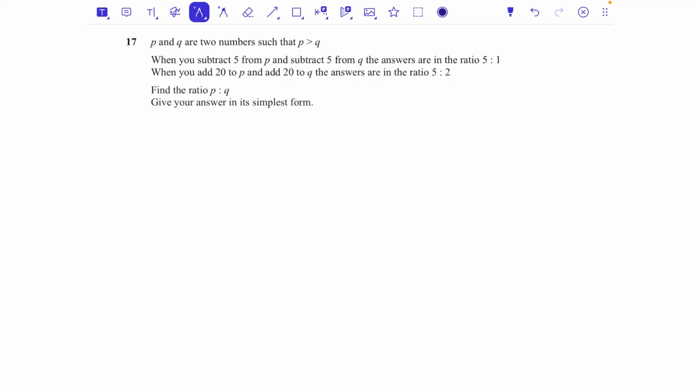Question number 17. P and Q are two numbers such that P is bigger than Q. When you subtract 5 from P and subtract 5 from Q, the answers are in the ratio 5 to 1. Okay, so subtract 5 from P means P take away 5. Subtract 5 from Q means Q take away 5. Now, they are in the ratio 5 to 1. So P minus 5 to Q minus 5 is in the ratio 5 to 1. When you add 20 to P and add 20 to Q, the answers are in the ratio 5 to 2. Okay, so P add 20 to Q add 20 is in the ratio 5 to 2. Find the ratio P to Q, give your answer in its simplest form.